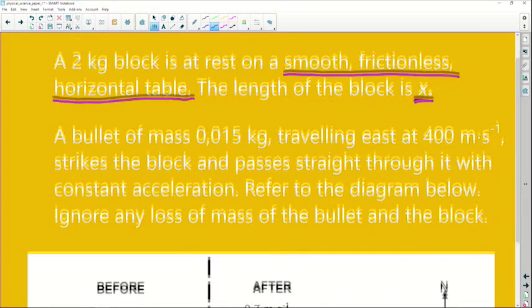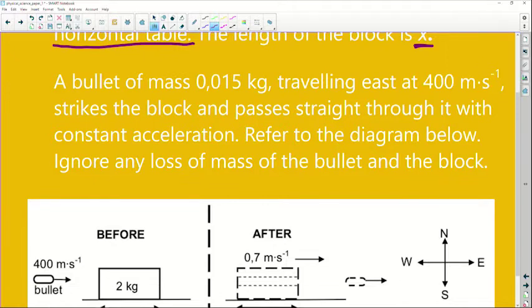A bullet of mass 0.015 kilogram traveling east, so it's going in the easterly direction at 400 meters per second, strikes the block and passes straight through it with constant acceleration. Refer to the diagram below and ignore any loss of mass of the bullet and the block.